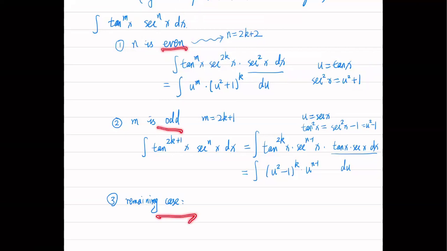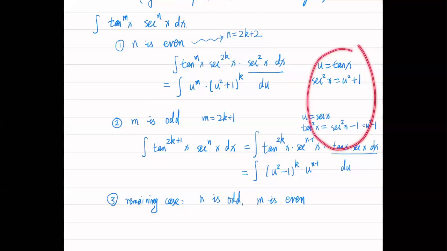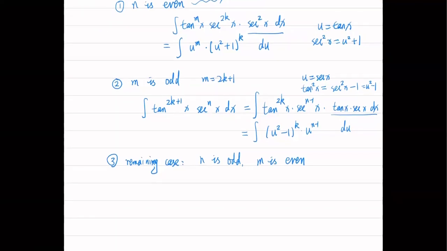n is odd and m is even. The remaining case: n is odd, m is even. None of the substitutions work. So in this case, you have to use this trig identity to convert it. So trig identities.